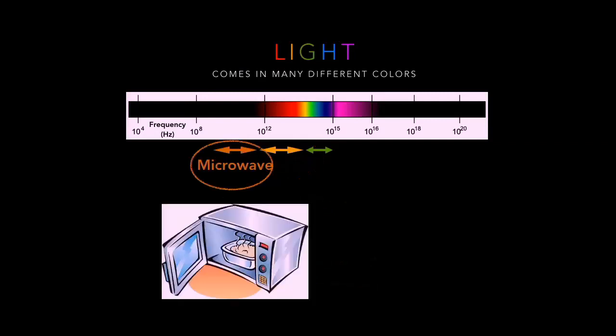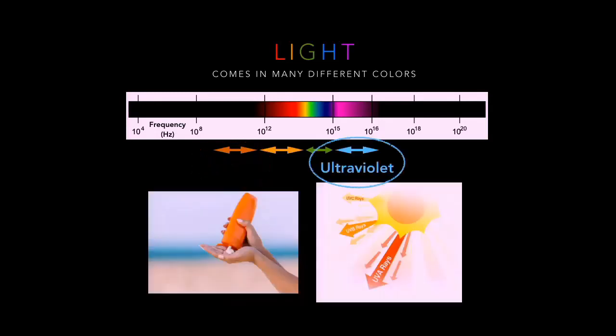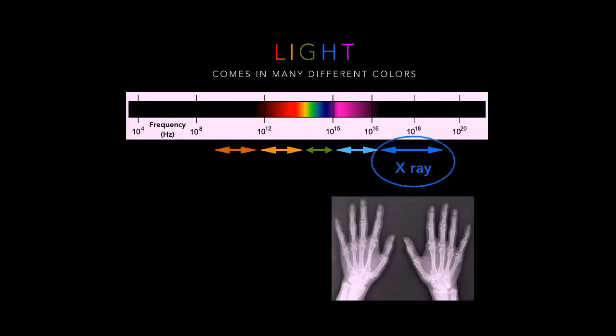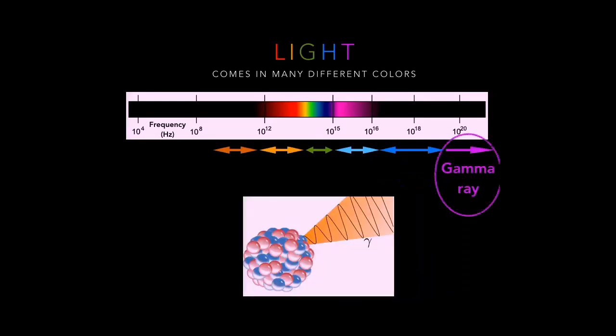And if you look a little bit redder, you end up getting this flavor of light that we use to cook our food called microwaves. And look a little bit bluer than visible light, and you get this color of light that you have to apply sunscreen to block, ultraviolet light. Thankfully, ultraviolet light doesn't actually penetrate our skin, but x-rays do, and we use this to do medical imaging. Even bluer than that, we have gamma rays, which are a kind of light that you see mostly in nuclear reactions. Various atomic processes will give up these super, super energetic gamma rays.